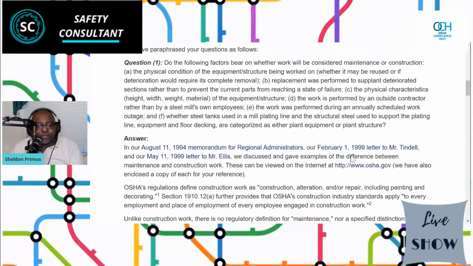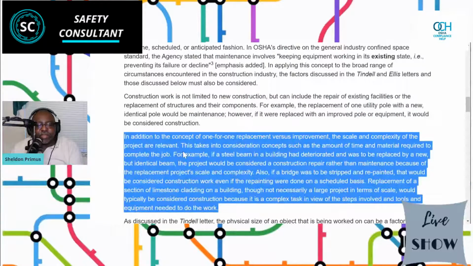Let's go down a little bit further. In addition to the concept of one-for-one replacement versus improvement, the scale and complexity of the project are relevant. This takes into consideration concepts which amount to time and material required to complete the job. For example, if a steel beam in a building had deteriorated and was to be replaced by a new but identical beam, the project will be considered a construction repair rather than maintenance because of the replacement project's scale and complexity.